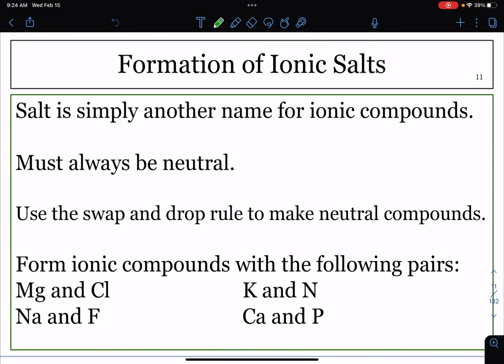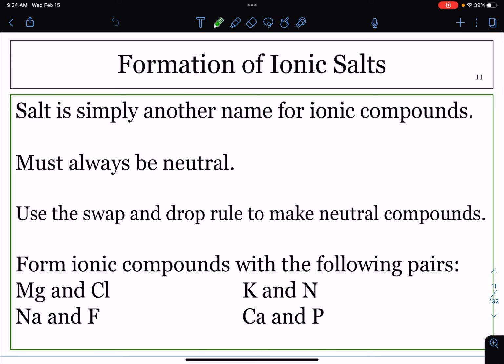Speaking of salt, any ionic compound is called a salt. To a chemist, sodium chloride isn't the only salt there is. Ionic compounds are often called ionic salts. Salts must have a neutral compound when bonded together. Use the swap and drop trick to form neutral compounds with each of these elements.